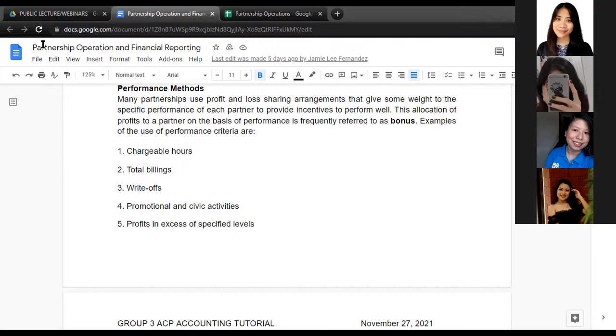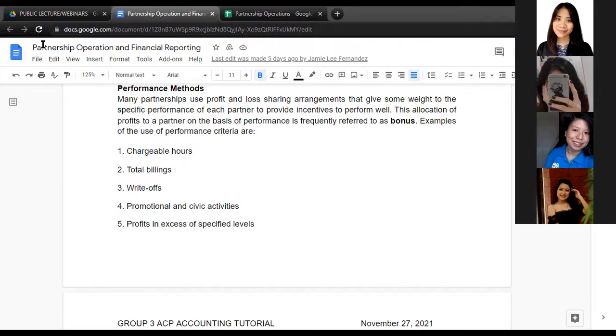Number 3 is write-off. Consists of uncollectible billings. Weight may be given to a write-off percentage below a norm. And next is promotional and civic activities. Time devoted to developing future business and enhancing the partnership name in the community is considered promotional and civic activity. Weight may be given to time spent in excess of a norm or to specific accomplishment resulting in new client.